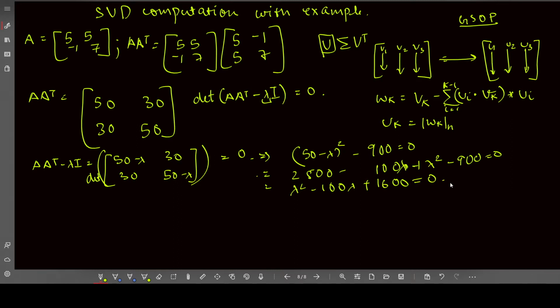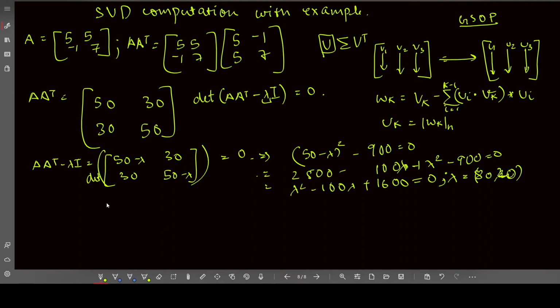So when you factorize this, you get the values of lambda as 80 and 20, right? It's very important to make sure that your eigenvalues are in descending order. So we always take the larger eigenvalue first and compute it first, and then we take the smaller eigenvalue, which is 20.